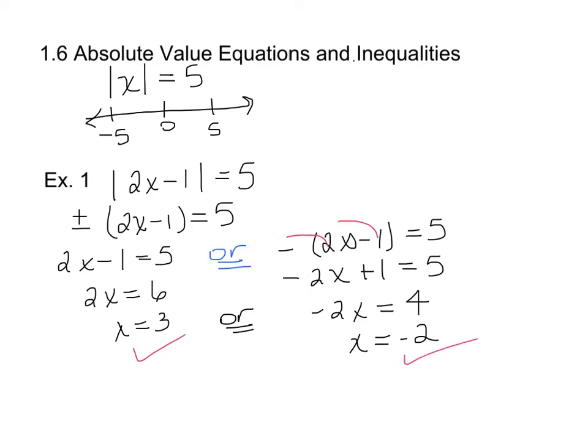And if they ask you to graph the solution, instead of you shading, it'll actually look like this. 3 was a solution, and negative 2 was a solution. Those are the only 2 solutions in this case. So that's how the graph would look.